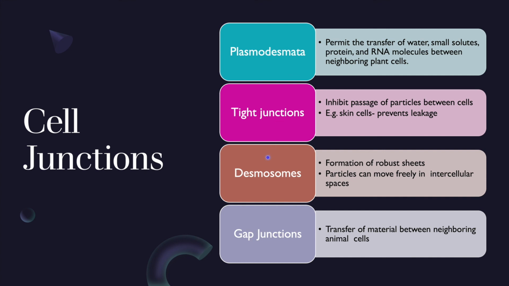Desmosomes join cells together in the formation of strong sheets. However, particles are still allowed to move freely in the spaces between cells. And gap junctions are like the plasmodesmata of animal cells. They allow for the transfer of material between neighboring cells, mostly small solutes, not anything too large like macromolecules.